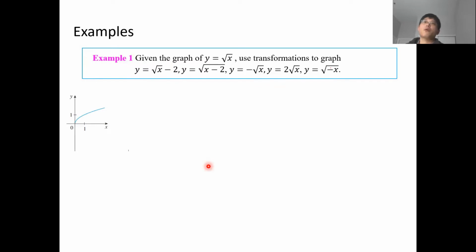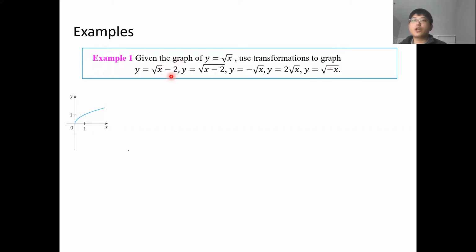Now let's look at some examples. Given the graph of y equals root of x, as you can see from here, you are asked to use transformations to graph the following functions. The first one is y equals root of x minus 2. The second one is y equals root of x minus 2. The third one is negative root of x. And the last one is root of negative x. Okay, so how do we do that?